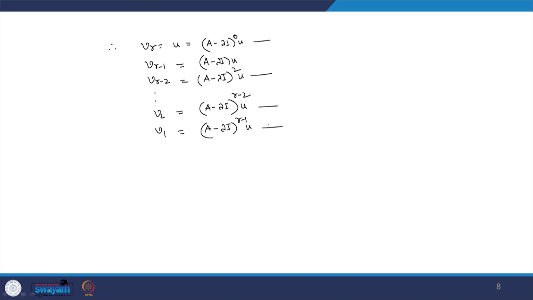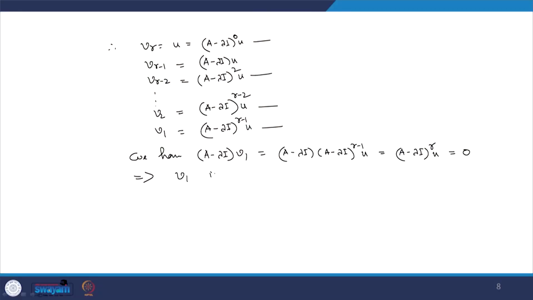So, I have introduced r vectors V1, V2, ..., Vr. We have (A minus lambda I) operating on V1, according to my definitions from above. This is equal to (A minus lambda I) into (A minus lambda I) power r minus 1 operating on U, which is equal to (A minus lambda I) power r operating on U. So, we have (A minus lambda I) operating on V1 finally equal to 0, because we know U is the vector satisfying (A minus lambda I) power r operating on U equal to 0. So, this implies V1 is an eigenvector.